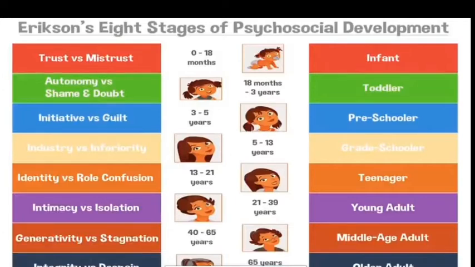Okay? So now the next stage would be preschooler age, 3 to 5 years. That's initiative versus guilt. Then grade schooler, that's industry versus inferiority. Then you have teenage years, identity versus role confusion. Then young adult life, you have intimacy versus isolation. Middle-aged adult, you have generativity versus stagnation. Then 65 years or older, you have integrity versus despair.